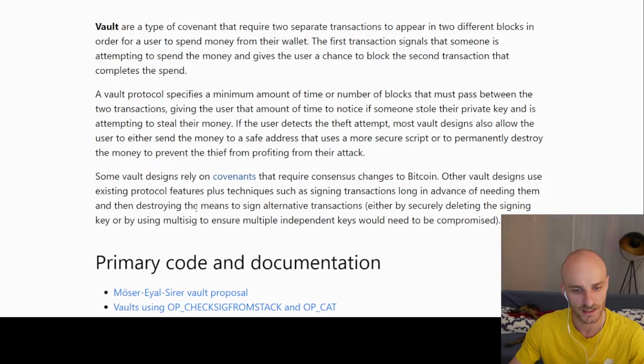Some vault designs rely on covenants that require consensus changes to Bitcoin. Other vault designs use existing protocol features plus techniques such as signing transactions long in advance of needing them and then destroying the means to sign alternative transactions, either by securely deleting the signing key or by using multisig to ensure multiple independent keys will need to be compromised.